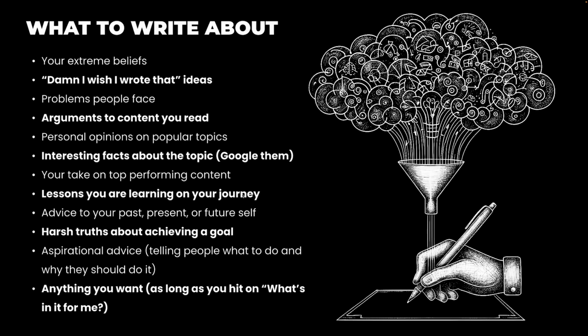Next thing is lessons you're learning along your journey. So you don't necessarily need to say, these are the lessons that I'm learning. You can just give the lesson and what it is, because if you're doing it, then you can talk about it. Advice to your past, present, or future self. I really like this one for mindset or just telling them what to do or giving specific advice. Next thing is harsh truths about achieving a goal. Next is aspirational advice, so telling people what to do and why they should do it, and anything you want, really, as long as it hits on what's in it for me.